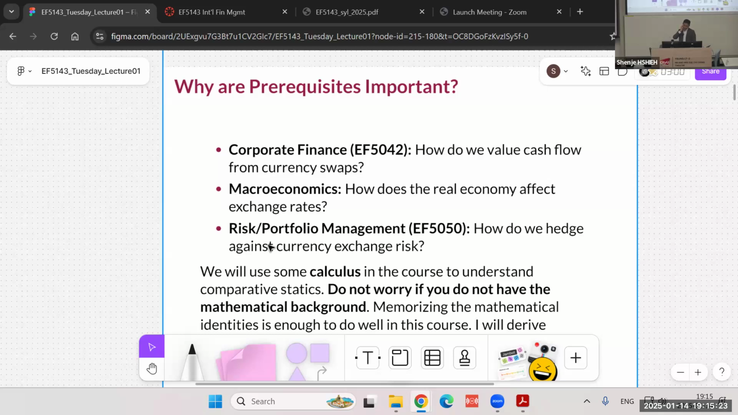And lastly, I asked if you knew anything about risk management. The reason is that if you don't have any background on futures, forward contracts, and options, then I have to spend a lot of time explaining how to price these contracts to begin with, right?